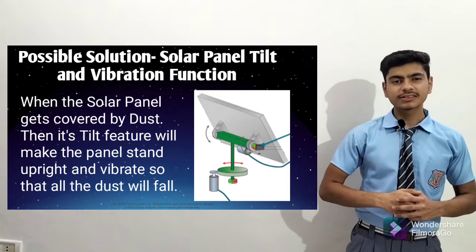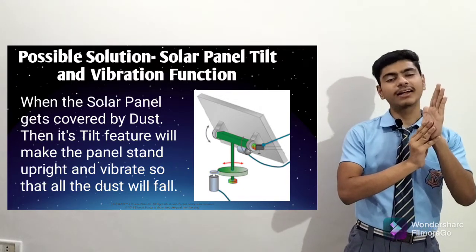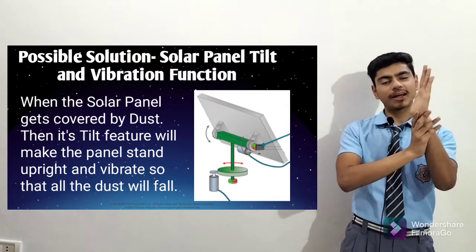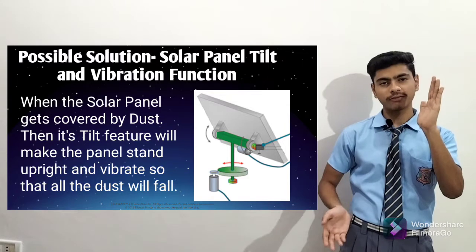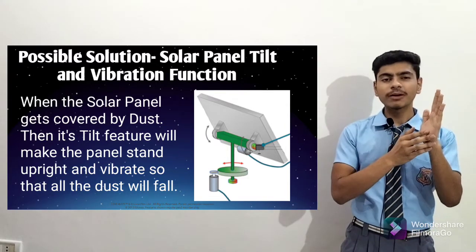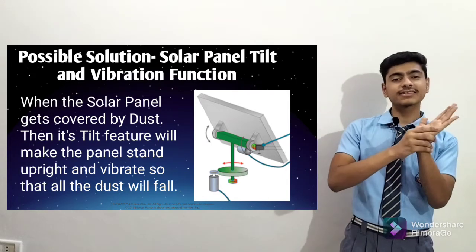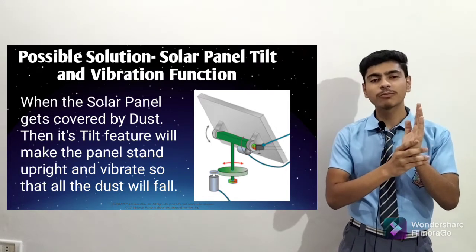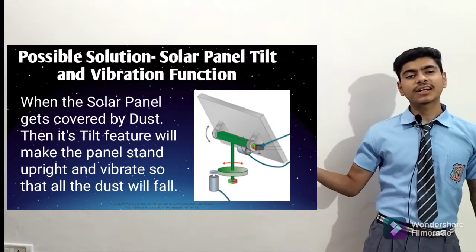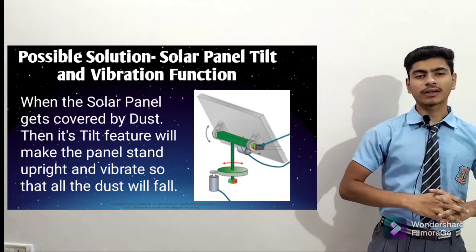Simply, we will make a mechanism that will tilt the solar panel and make it stand in an upright position. So it will stand like this and the dust will fall down. Then it will also vibrate, so by vibrating, the remaining sand will also fall down. It is a simple mechanism by which we can remove the dust from the surface of the solar panel. After completing its task, it will return to its position and get proper sunlight to work.